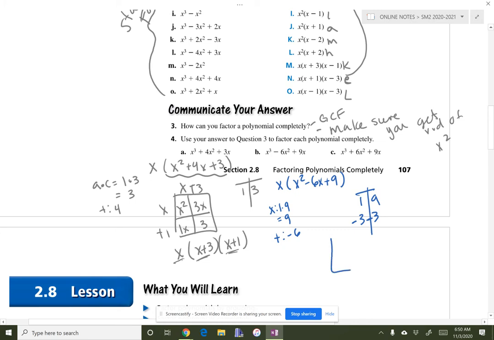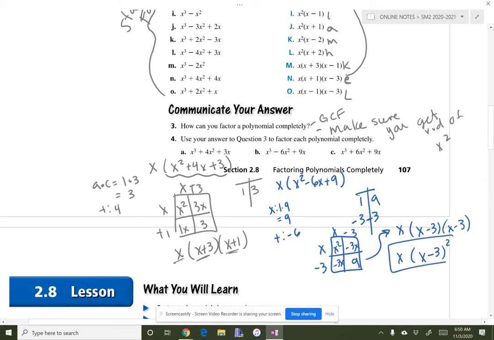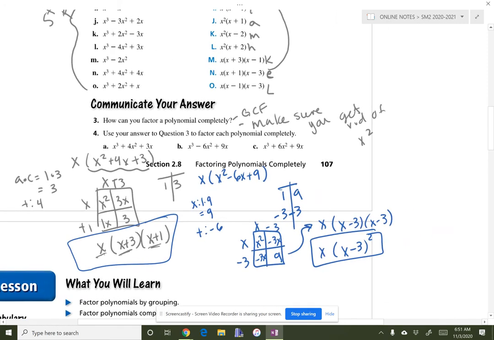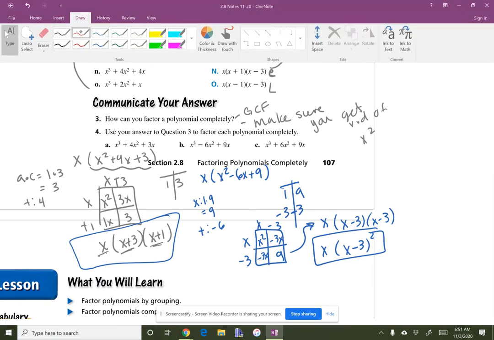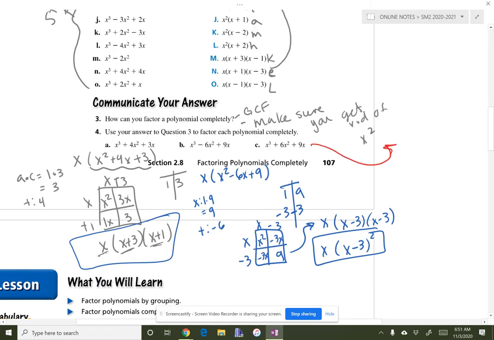So I make my box, x squared, negative 3x, 9, and I get x minus 3, x minus 3. So this one factors into x times x minus 3, x minus 3, or the better answer is x times x minus 3 squared. Okay, that's the answer for that one. I check and I make sure inside I don't have any GCFs and I don't have any squareds.